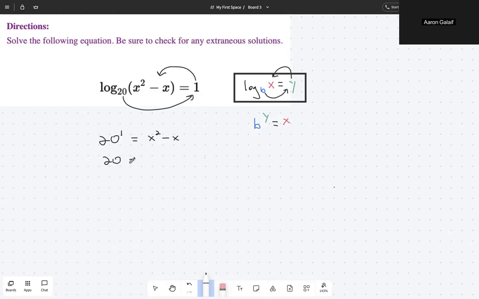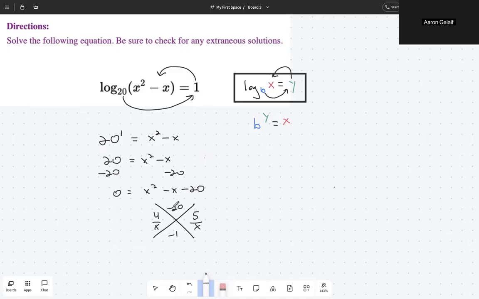So we can clean it up if you would like first. And we're going to subtract 20 to the other side. We're going to have 0 equals x squared minus x minus 20. We're going to do a quick x method, negative 20 on top, negative 1 on bottom, over x. We see we're going to get 5 and 4.